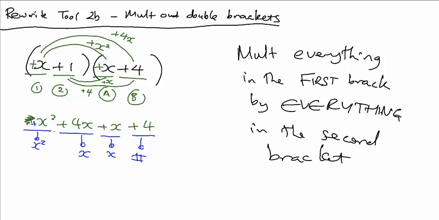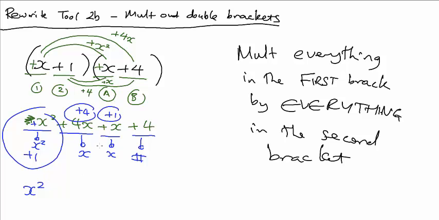This is the only x squared term. There's only one of them, plus 1. So x squared is going to be an answer. These are our x terms. There's plus 4 here, and plus 1 here, so we've got plus 5 of these x's. So plus 5x. And finally, this is our only number term, which is plus 4. So there you go. This multiplied out is x squared plus 5x plus 4. And that's literally it.